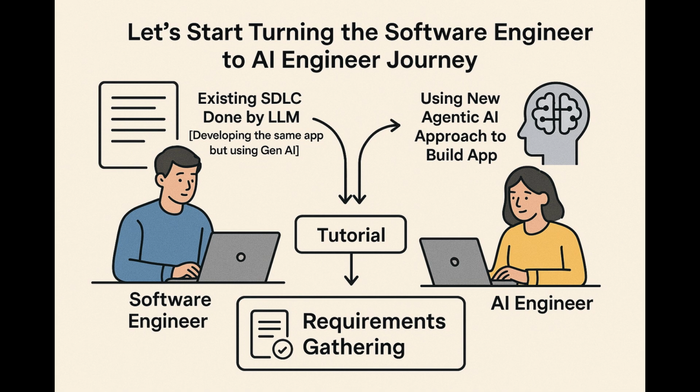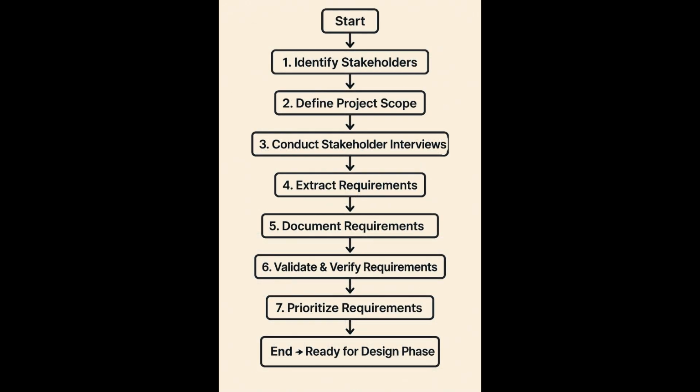This tutorial is for the first approach, and today we will be covering the requirement gathering process in existing SDLC and the changes in it. A requirement gathering phase in a typical SDLC looks like the below flowchart. Start. 1. Identify stakeholders. 2. Define project scope. 3. Conduct stakeholder interviews. 4. Extract requirements. 5. Document requirements. 6. Validate and verify requirements. 7. Prioritize requirements. End. Ready for design phase.